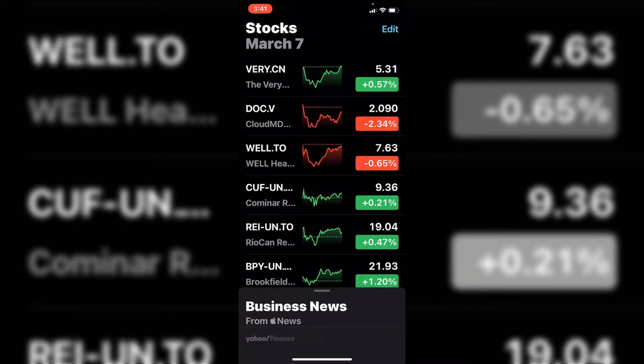If it is green, it shows with a plus, which obviously means there's a 0.57% increase in the price since the last time. And the other one, DOC.V for example, shows minus 2.34%, which means there was a decrease, so it shows in red. So that's the first information it gives you. If I touch it again, it shows the dollar amount of decrease or increase.